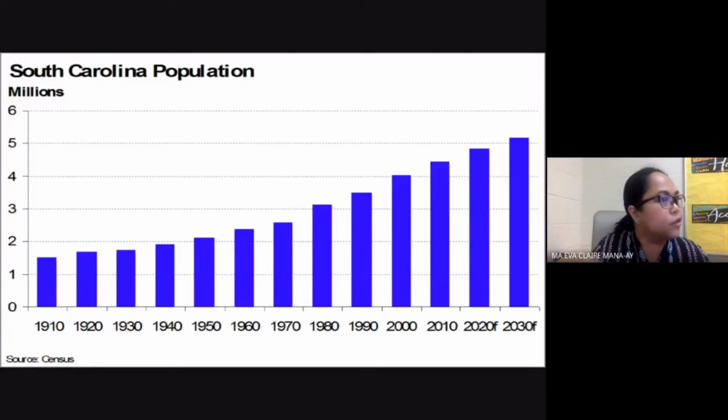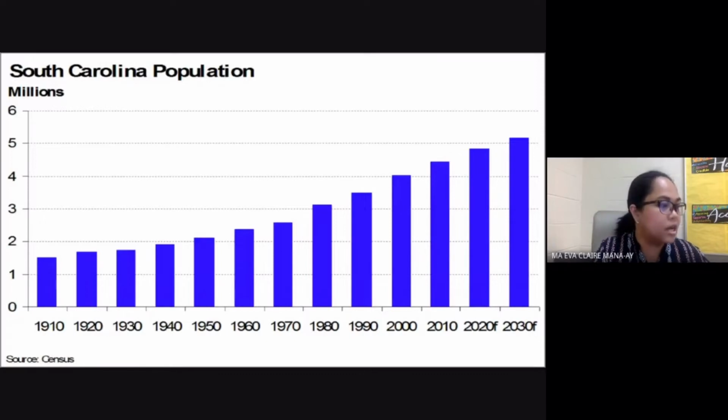Now, can you think of any other factors that may affect the population of South Carolina? Aside from birth rate, or what we call natality, and death rate, or what we call morbidity or fatality, can you think of any other reasons why the population may change? It might become bigger, it might become smaller. But in this case, of course, the graph would tell us that it has grown tremendously.